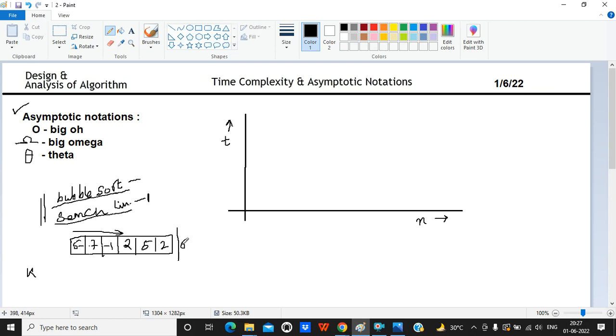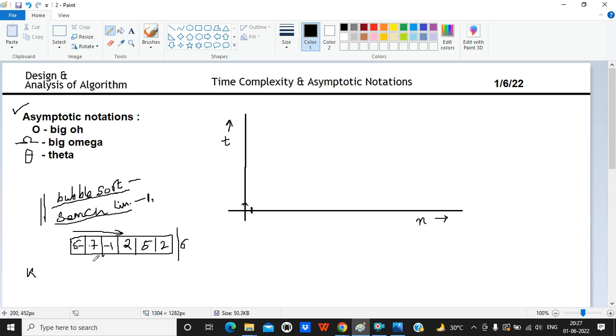So you have 6. I am saying that suppose you have just one element in the array, and within the one element you have to search an element whether it is found or not. So n will be 1 here. So what time will it take? It will take maybe 1 unit of time, 1 T.